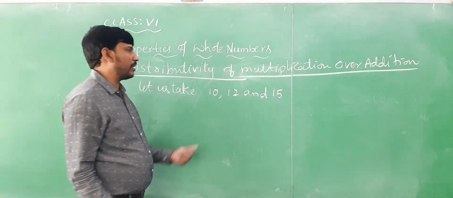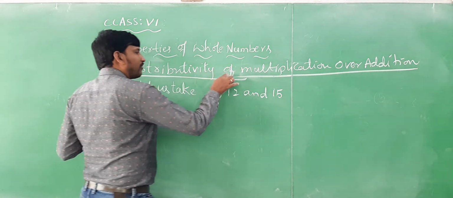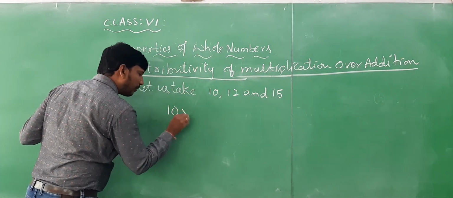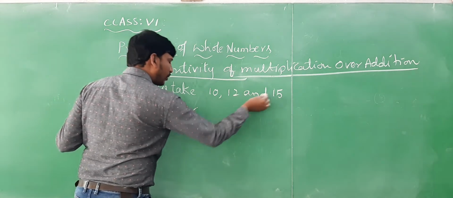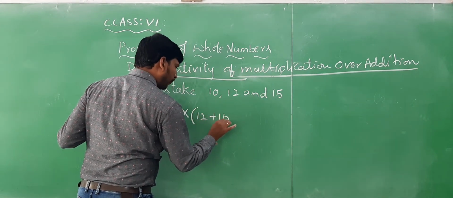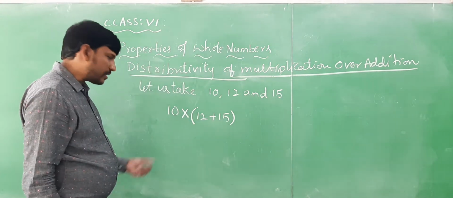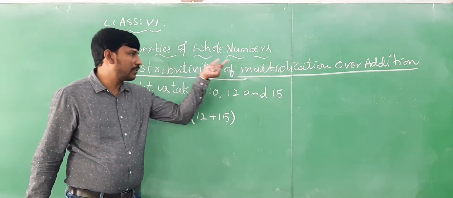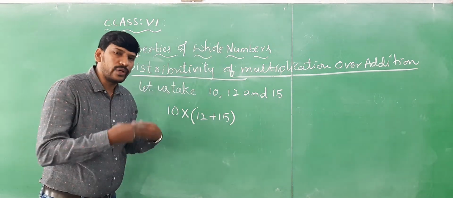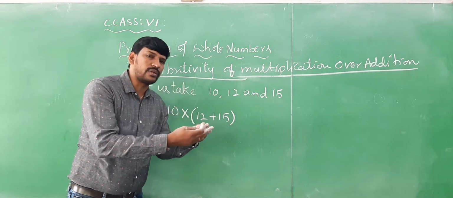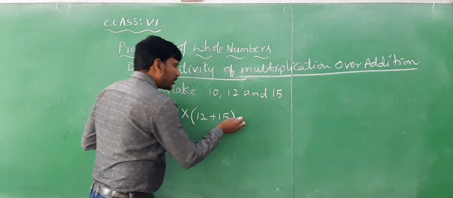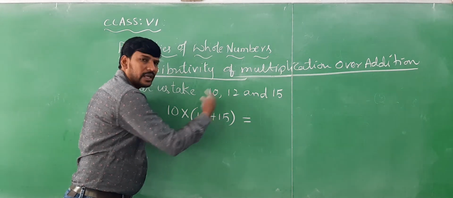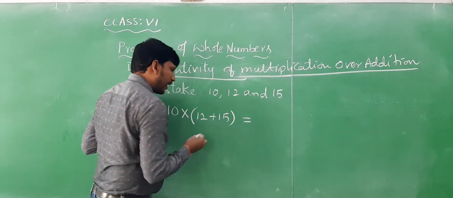How to write the statement for this one? Now, multiplication over addition. Okay. Now 10 multiplication over addition, 12 plus 15. Okay. This is the statement about distributivity of multiplication over addition. Then how to distribute? What we are going to distribute to which? Okay, which is equal to. The statement I am going to rewrite, which is equal to, right?